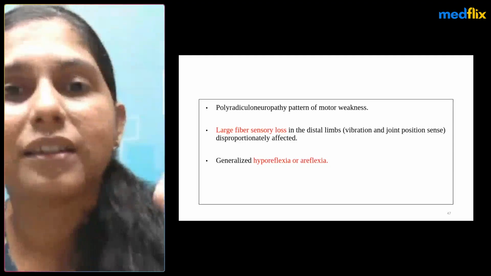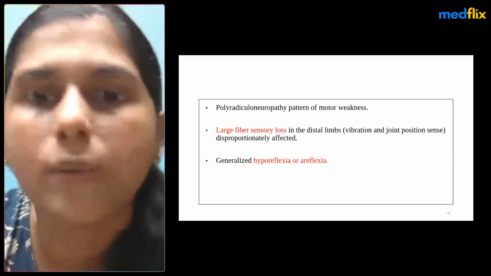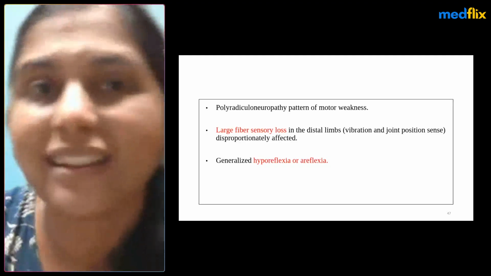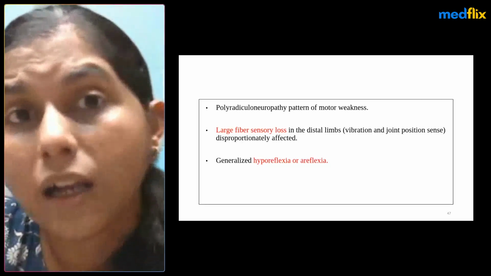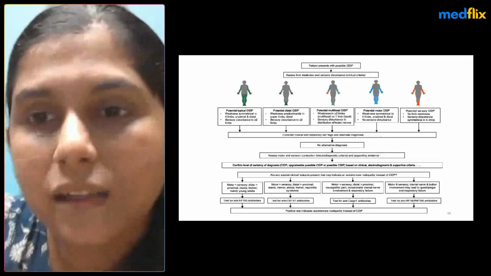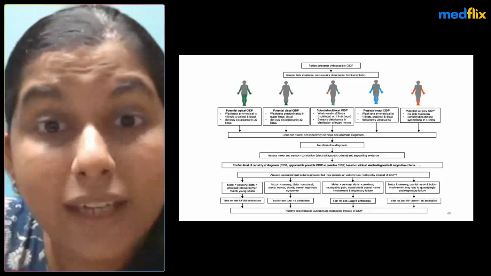In fact, the muscles which are not weak, the limbs which are not weak also will have areflexia or hyporeflexia. And this is a clinical clue for you to say that the underlying mechanism could be likely demyelination. And this is a diagram which beautifully tells us the various types of CIDP.